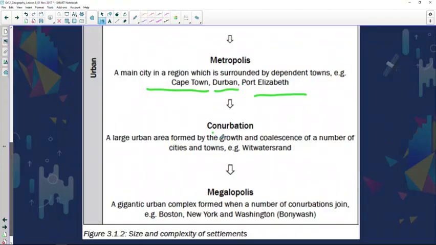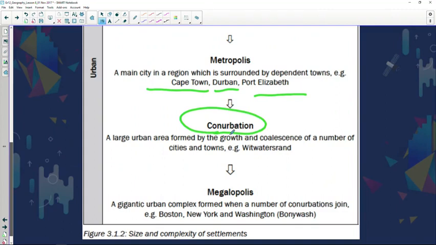Now, keep in mind, urban areas grow as well over time. For instance, 20 years ago, there was still veld between Johannesburg and Pretoria. Not anymore. Because what happened? The size of these urban settlements became bigger, and it ends up being known as a conurbation.